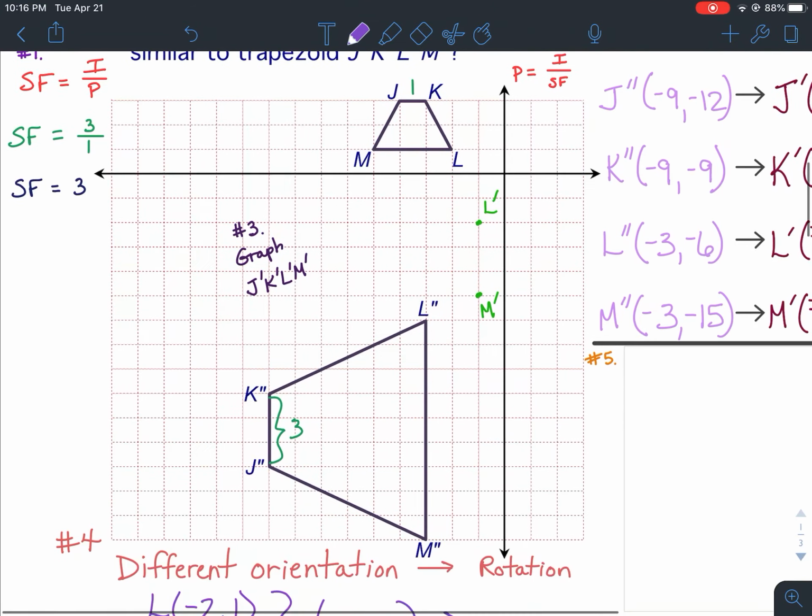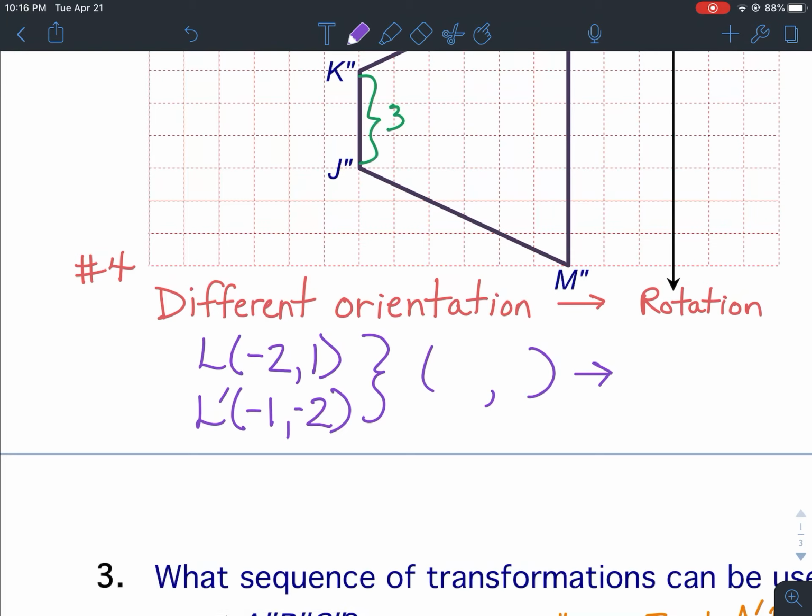So let's examine this. L is at -2, 1, and L prime is at -1, -2. Pause your video and get all of that written down. All right, so to look at this, we notice how the ordered pairs, the numbers got flipped around. Well, if we look at this, it went -2 and -2. That stayed the same. So that means the X became the Y coordinate, but it stayed the same.